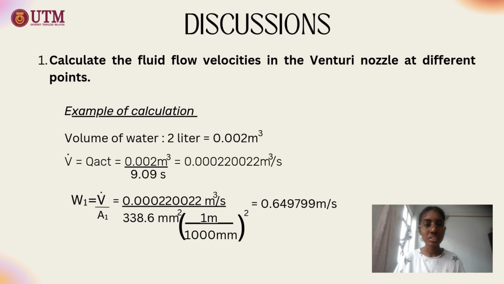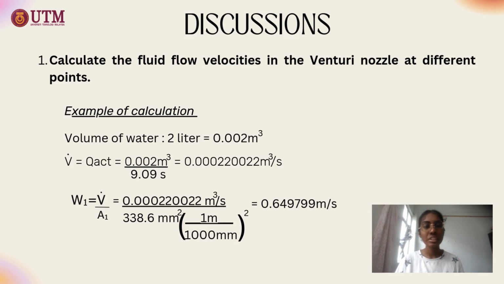The first question asks us to calculate fluid flow velocities. We calculated theoretical and experimental velocity and also its percentage error. So how did we calculate? We calculated the theoretical value.